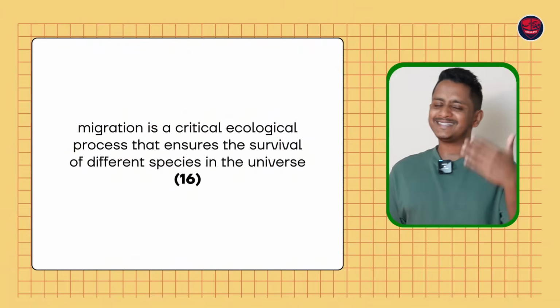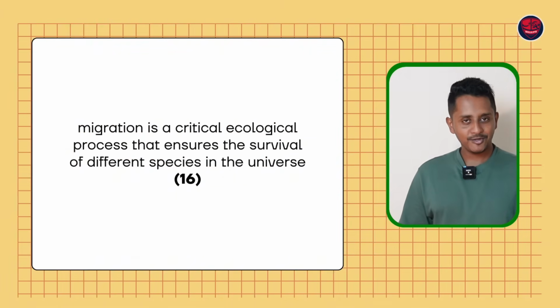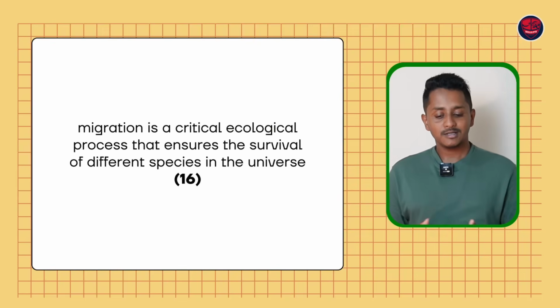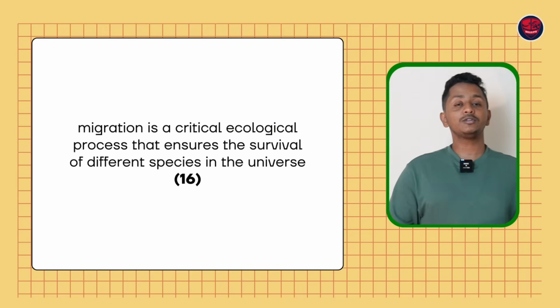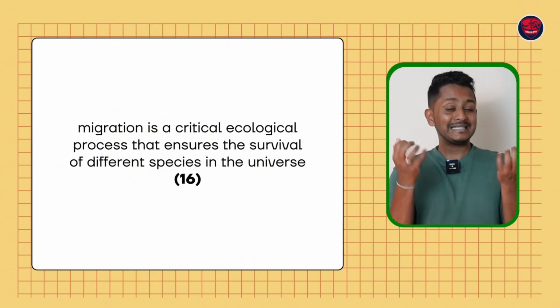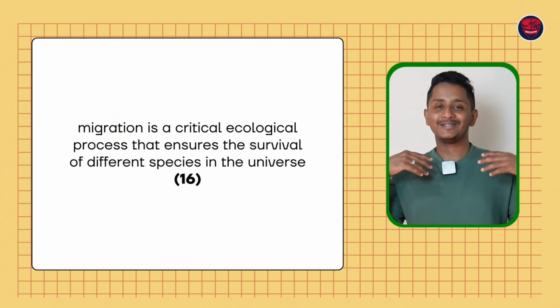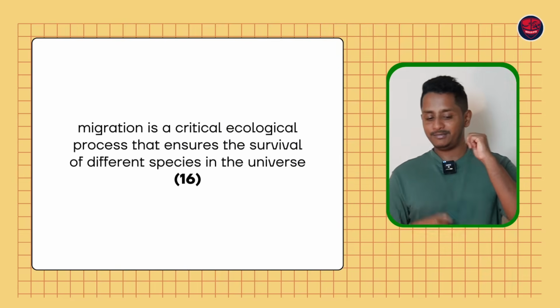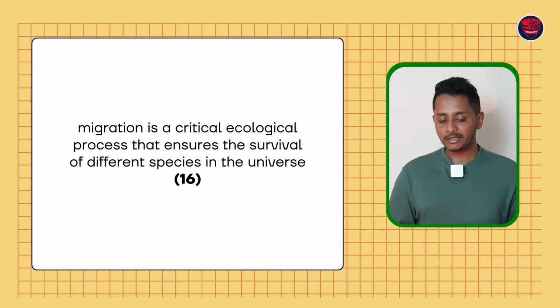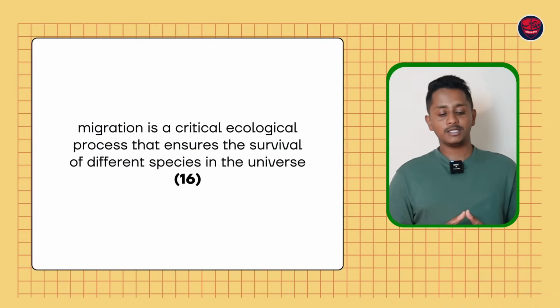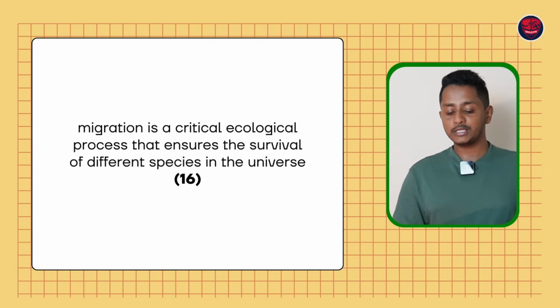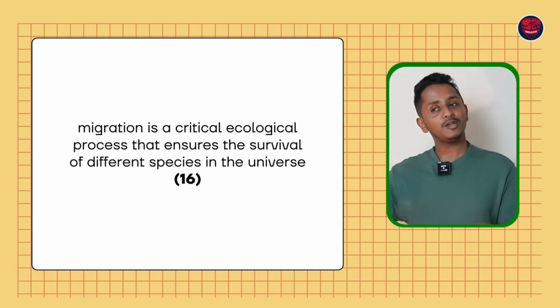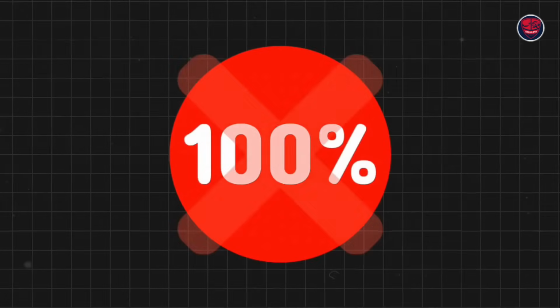Remember this. Let's say this is the question audio. Migration is a critical ecological process that ensures the survival of different species in the universe. It comprises 16 words. And you started speaking every word correctly, well and good. But if you fumble 1 or 2 times, something like this. Migration is a critical ecological process that ensures the survival of different species in the universe. You alone think you would get full marks, 100% you don't get good scores here.